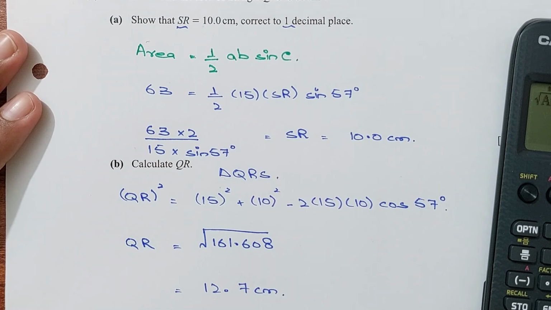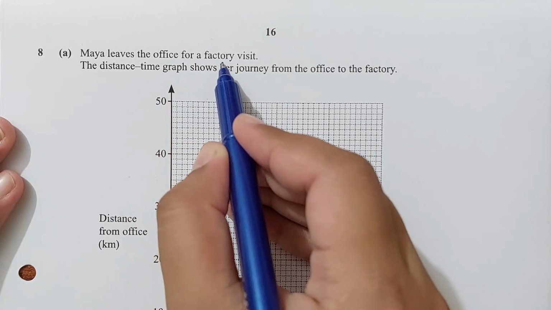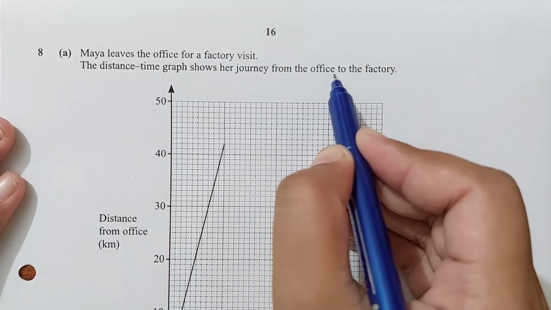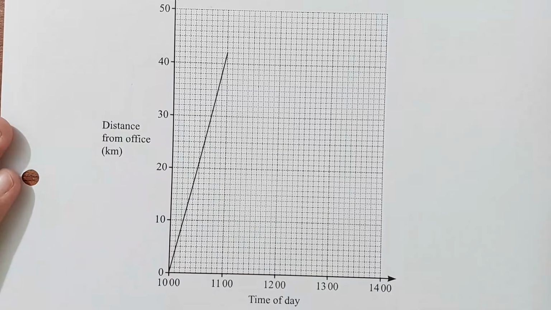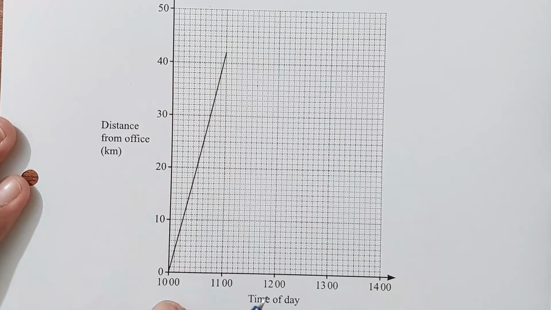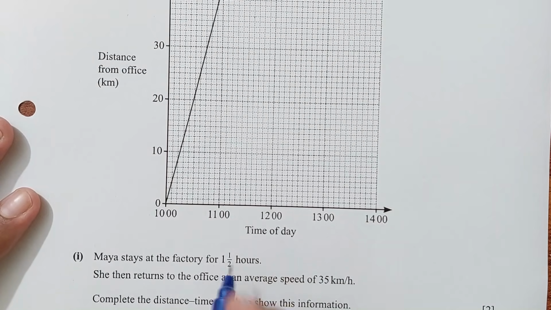Right? Question number 8, part A. Maya leaves the office for a factory visit. The distance time graph shows her journey from office to the factory. Okay, so this is the distance time graph, the office to the factory. All right. Part A, Maya stays at the factory for 1.5 hours. She then returns to the office at an average speed of 35 km per hour. Complete the distance time graph to show this information, right?